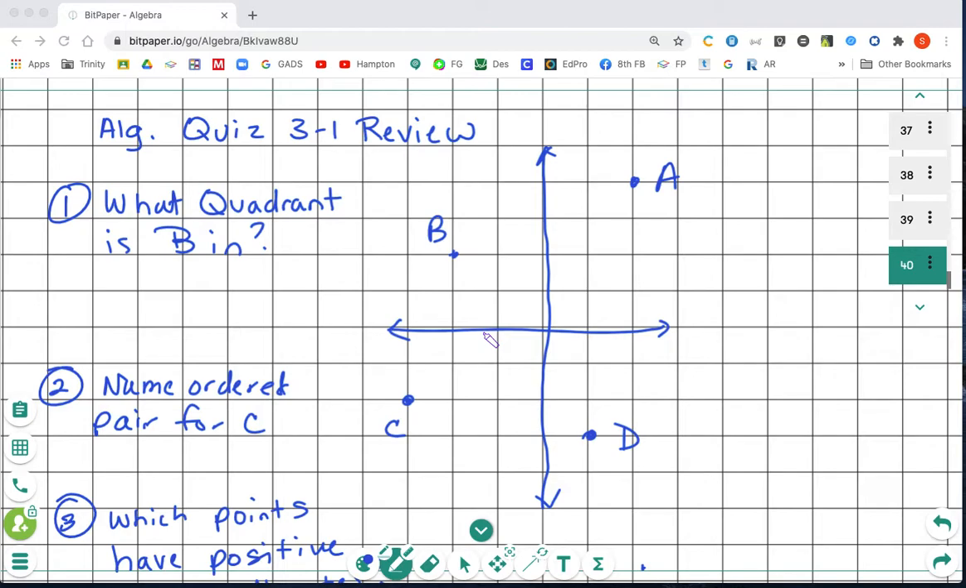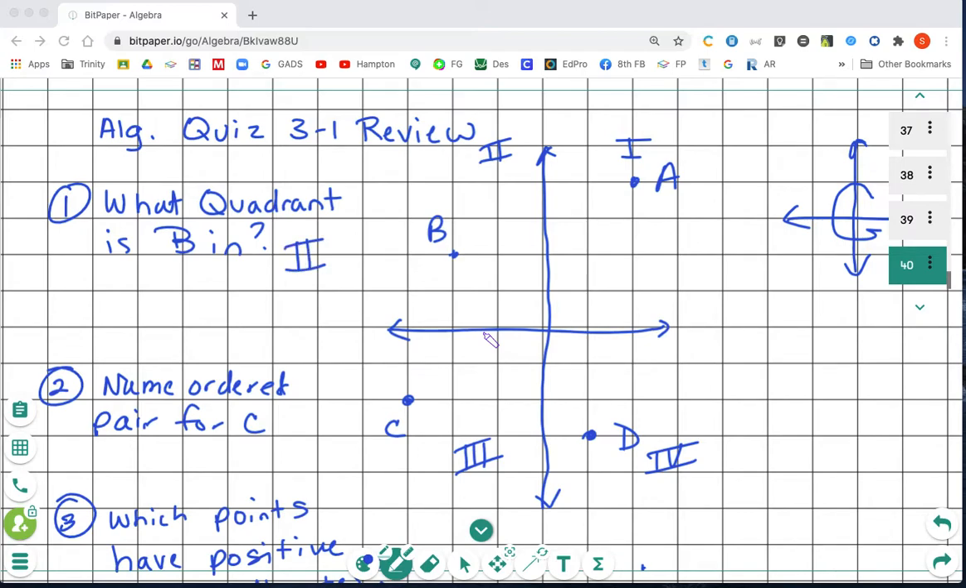Question number 1. What quadrant is B in? Remember that when we are thinking about quadrants, we take our coordinate plane and we remember the letter G. So quadrant 1, quadrant 2, quadrant 3, quadrant 4. So B is in quadrant 2.